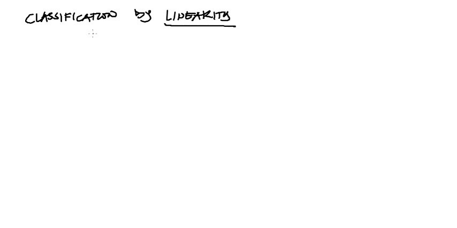Okay, so aside from the classification by type and by order, we also have what we call the classification of DE by linearity. So we have the linear DE and nonlinear DE.